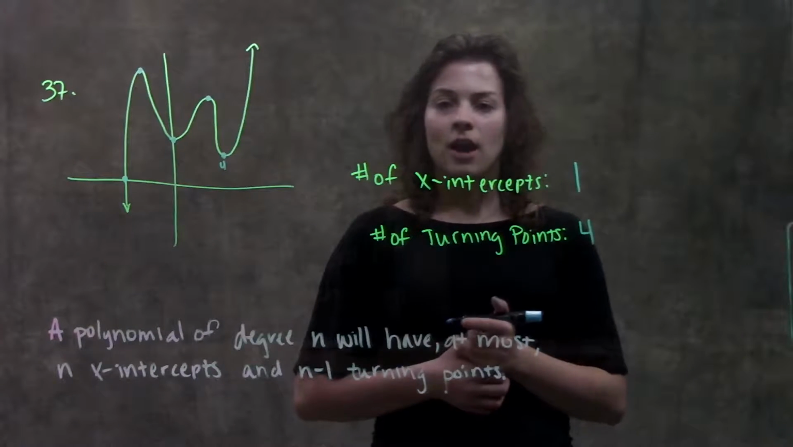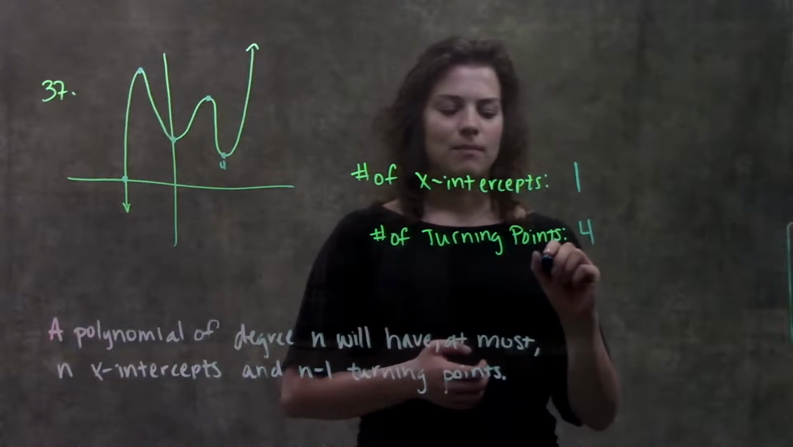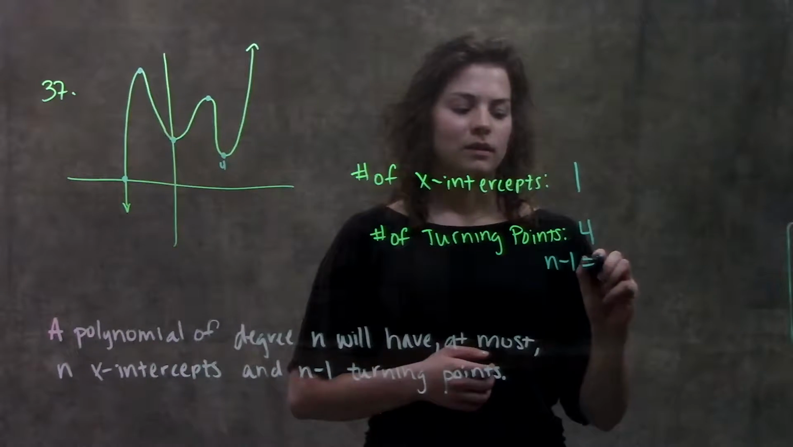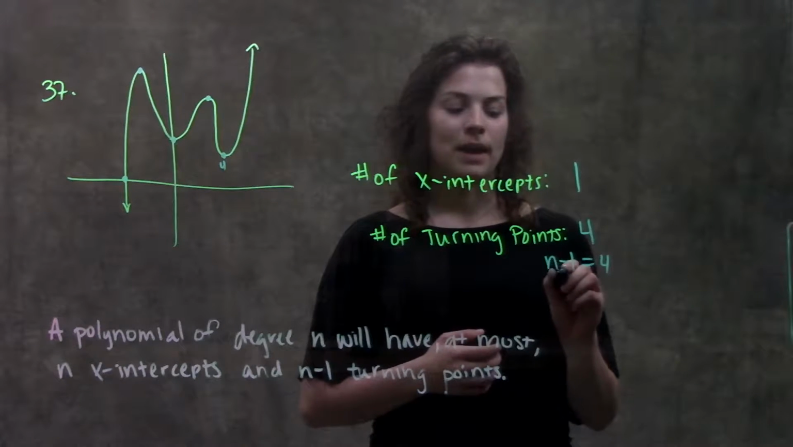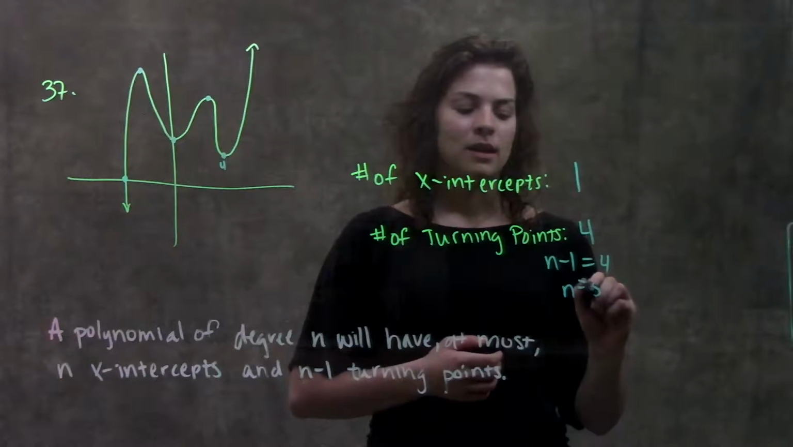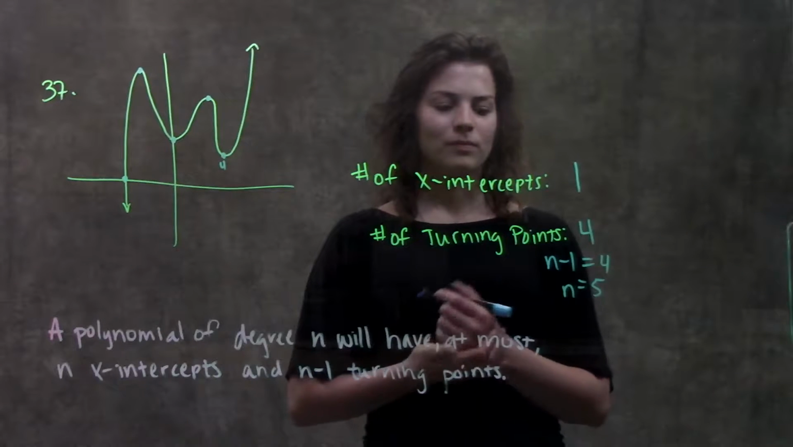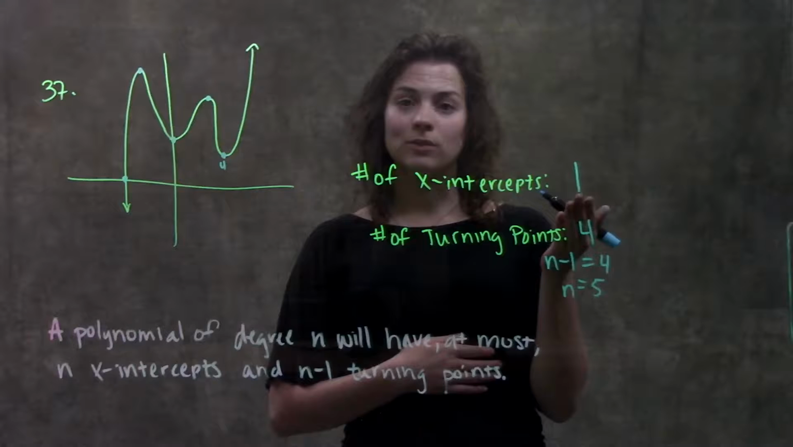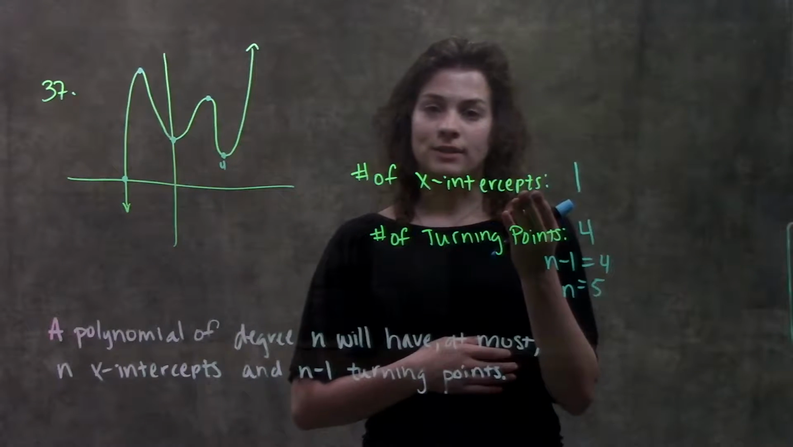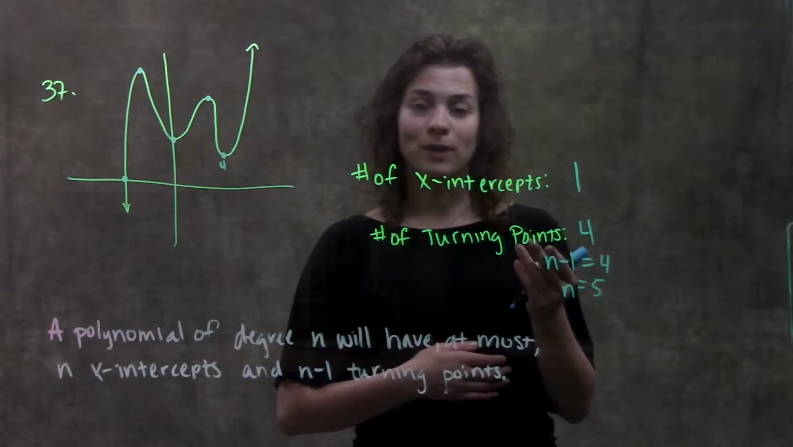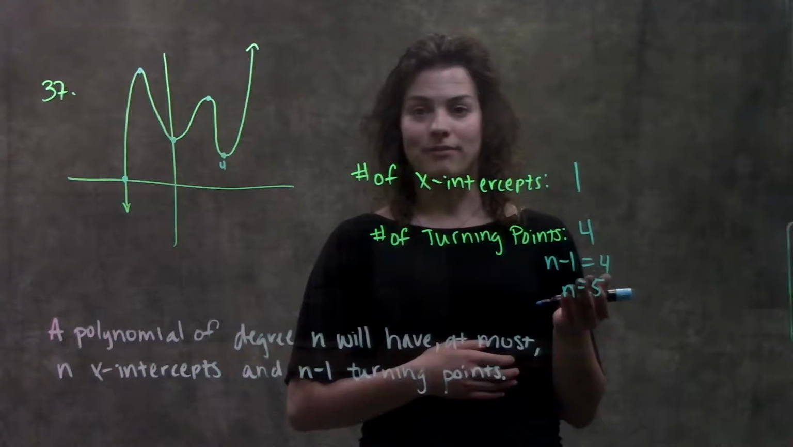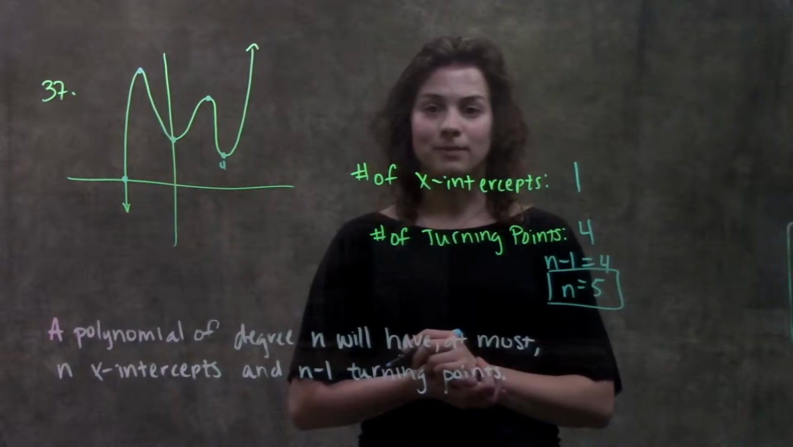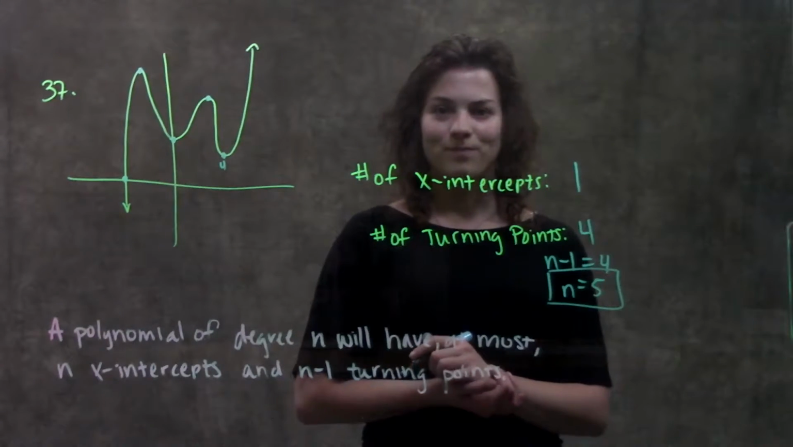Relating this to my original function, I know that n minus 1 equals my turning points. So if n minus 1 equals 4, that means that my smallest possible n must be 5. Comparing these two values, I know that n must be at least 1 based off my x-intercepts, and based off my number of turning points, I know n must be at least 5. Which means that I'll have to take this as my least possible degree of this function.